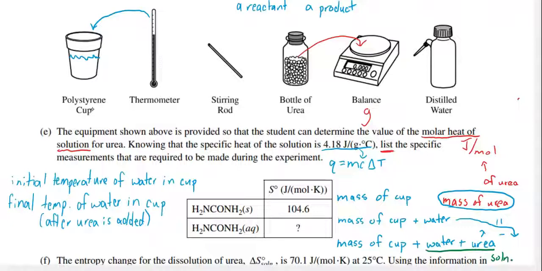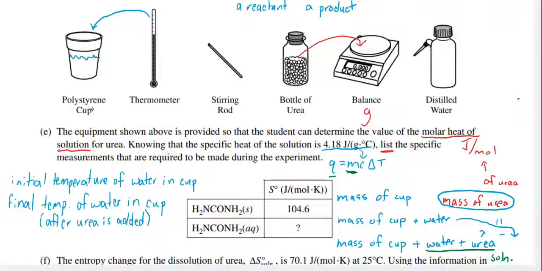That's my solution. That's what I'm going to use here. So to get that, I'll take this third mass minus the mass of just the cup. Okay, but I need to record each of those three masses to give myself the various masses that I'm going to use. Okay, and then again, we'll use this equation to calculate Q, and then we'll divide by the moles of urea to find the molar heat of solution, which to do that we'll need to convert the mass to moles using the molar mass.